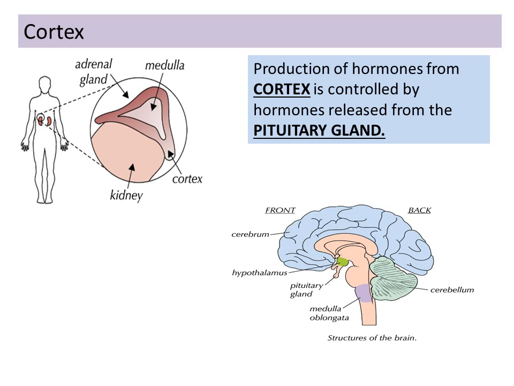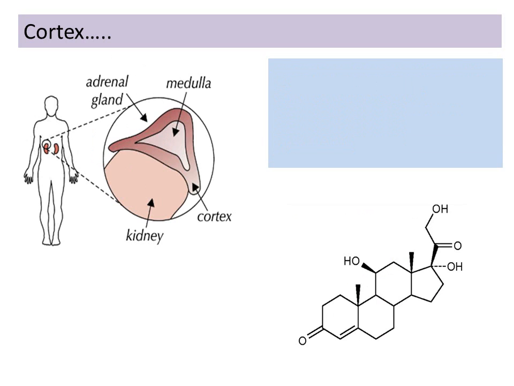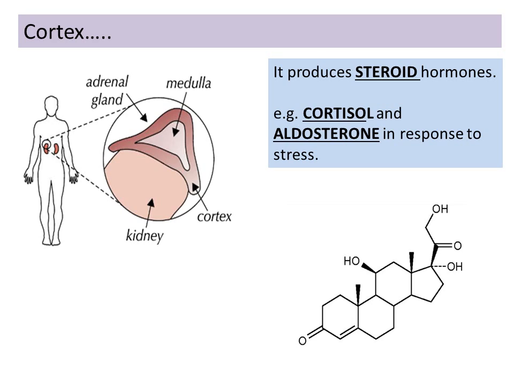First of all, the cortex. Hormones are produced from the cortex, and this is controlled by hormones released from the pituitary gland. So we actually have the nervous system and the endocrine system interacting with each other to control when it's released. And the cortex is producing steroid hormones, so that means these are hormones which are not water soluble. Examples of these are cortisol and aldosterone.